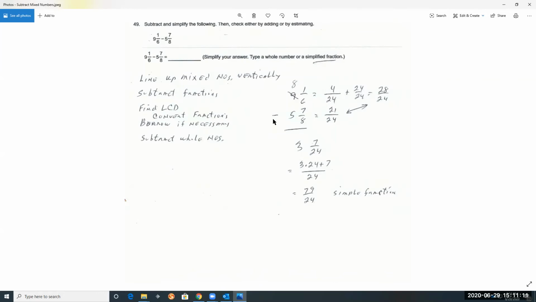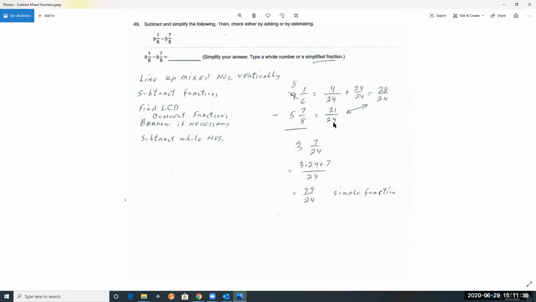we are subtracting. We want to subtract the fractions, so we want to subtract 7/8 from 1/6, but we need to find the LCD and then convert to equivalent fractions. 1/6 is the same as 4/24. 7/8 is the same as 21/24.